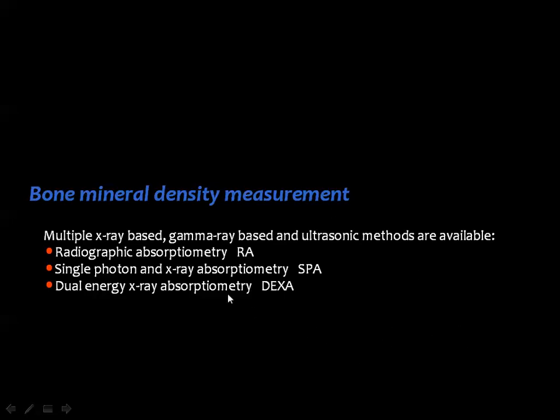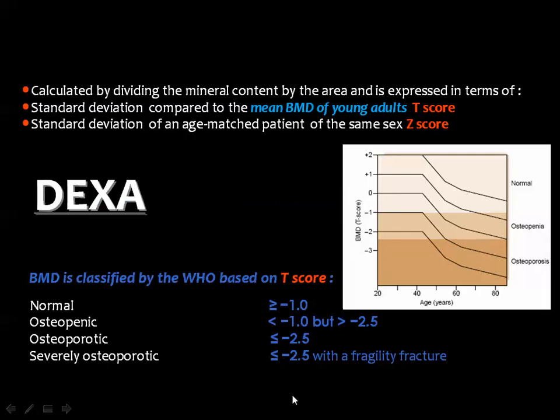They include radiographic absorptiometry, the single photon and the X-ray absorptiometry, and this very popular technique, which is the dual energy X-ray absorptiometry, or the DEXA. Then the DEXA can use two ways of measurements. The first one, which is popular, is the T-score, and the second one, which is not popular, is the Z-score.